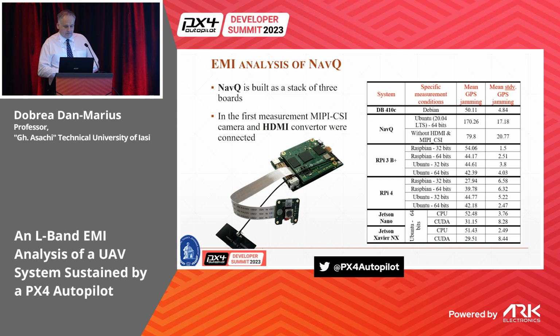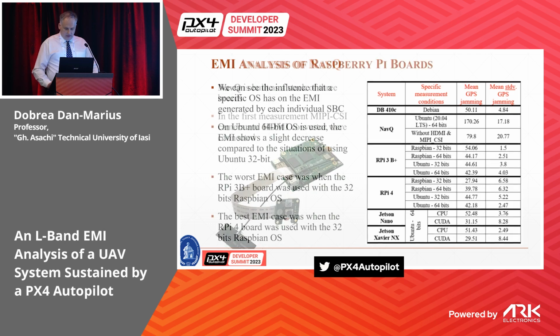If we go to the NavQ system, the jamming indicator had a huge value, of 170, and this value is given mainly by the fact that I used a camera and an HDMI converter. When I removed that from the system, I got a lower value, and the result was, let's say, expected, mainly because HDMI is known to generate a lot of perturbations.